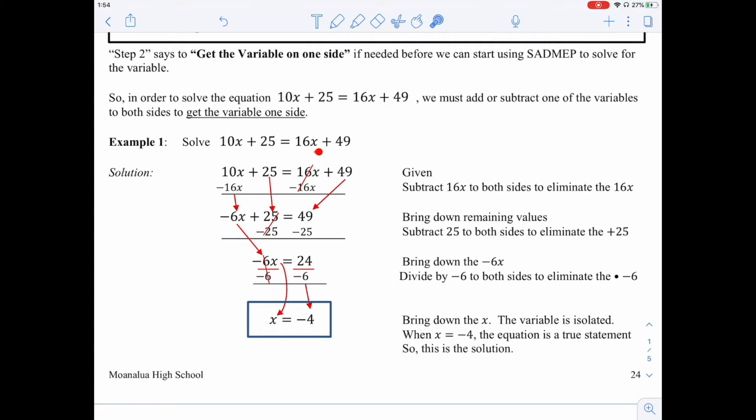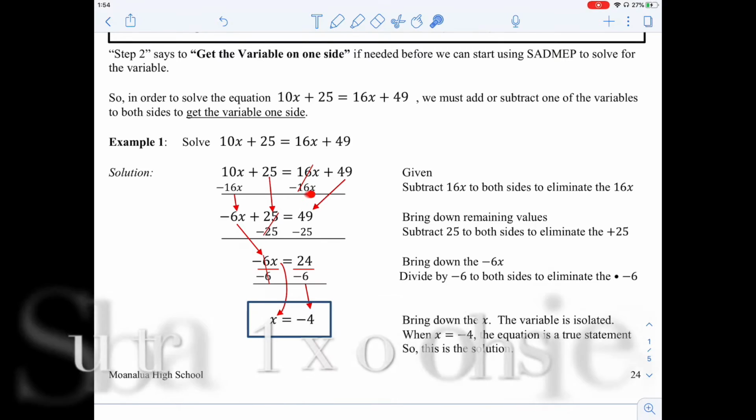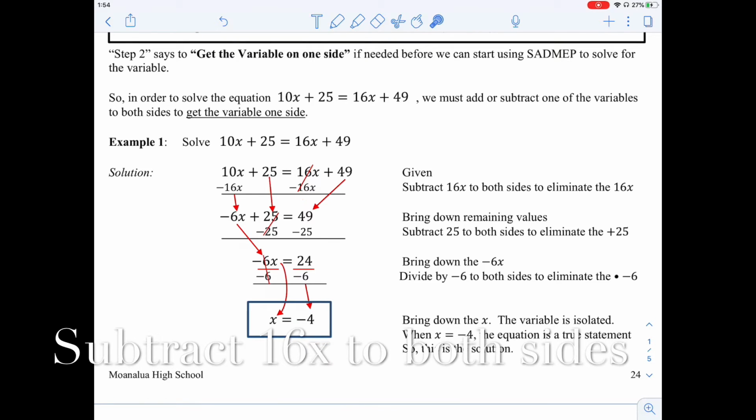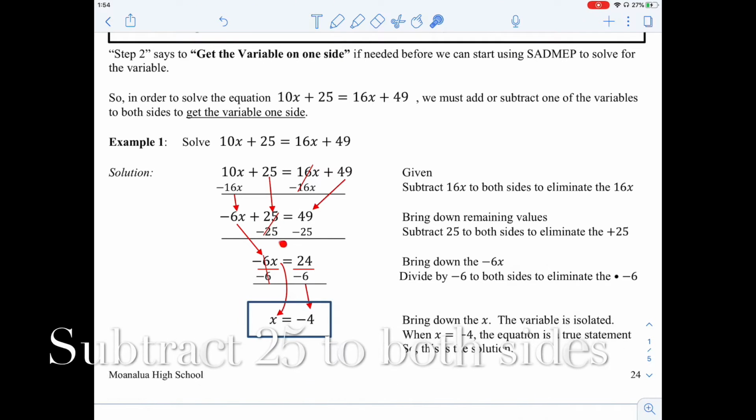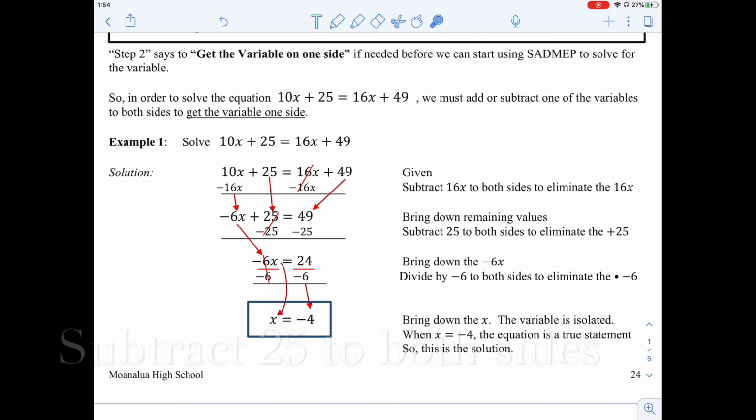10x plus 25 equals 16x plus 49. So we have variables on both sides, right? The 10x and the 16x. And we want to get the variable on one side. So we subtract 16x from both sides like we did before. We get negative 6x plus 25. And then we could solve it, right? Subtract the constant, minus 25. Divide by the coefficient, negative 6, on both sides. And we get x equals negative 4.